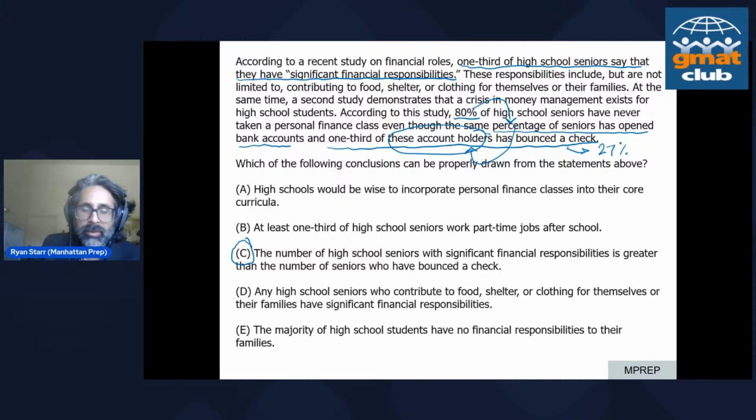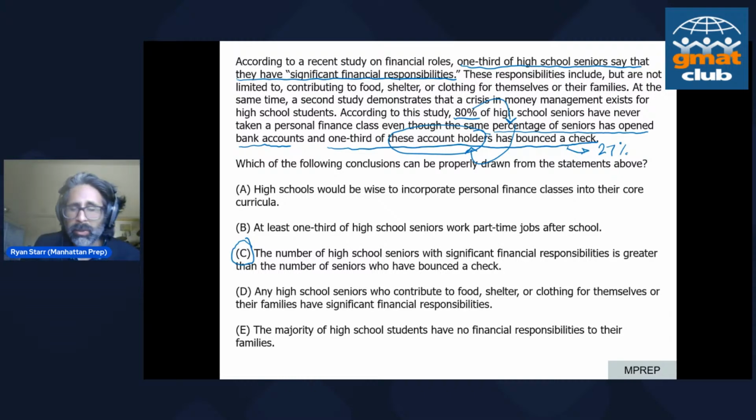Any high school seniors who contribute to food, shelter, or clothing for themselves or their families have significant financial responsibilities. So what they say about that is 1/3 of high school seniors say that they have significant financial responsibilities, and that those responsibilities include, but are not limited to, contributing to food, shelter, or clothing for themselves or their families. But does that mean that any high school seniors who are contributing to those things will say that they have significant financial responsibilities? Not necessarily. Basically, the reverse is not necessarily true here.